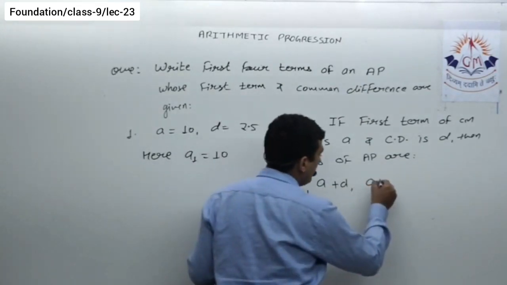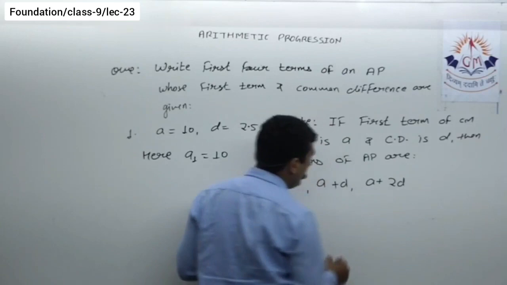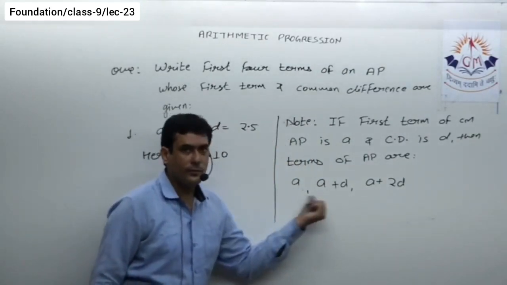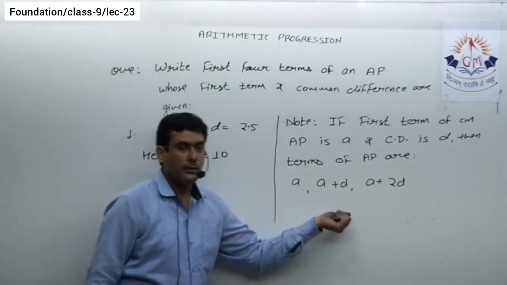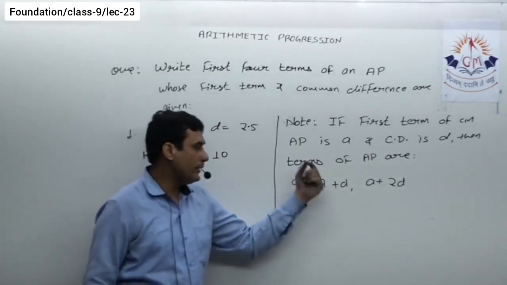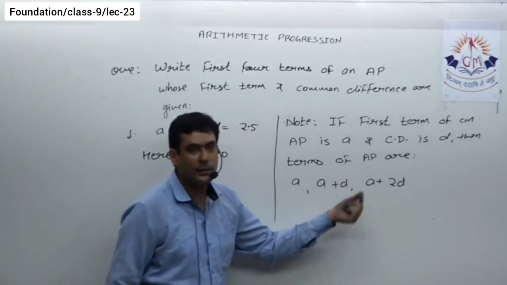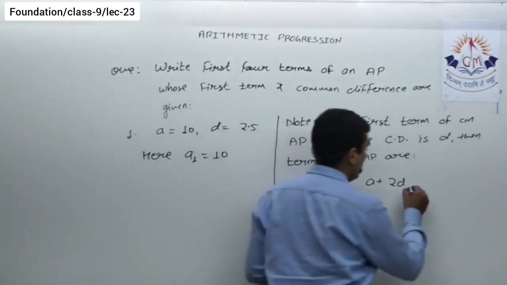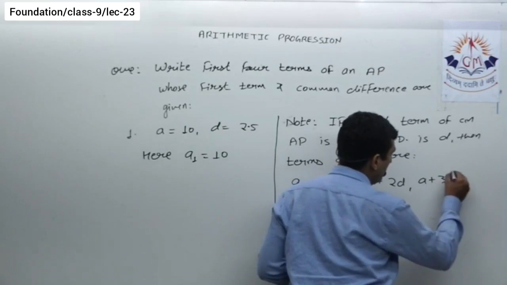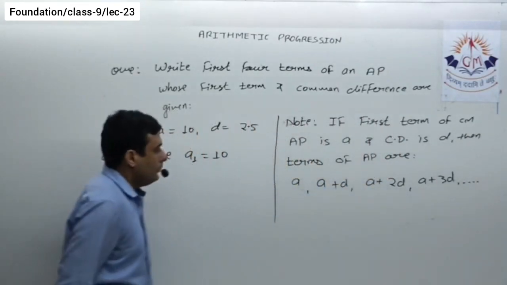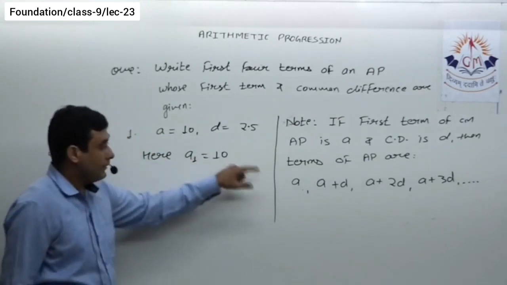Now the third term is a plus 2d, because you have to add the common difference to the first term to get the second term. Then you have to add the common difference to the second term to get the third term. So a plus d plus d, that is a plus 2d. Then a plus 3d and so on. Now we'll see the same thing over here.